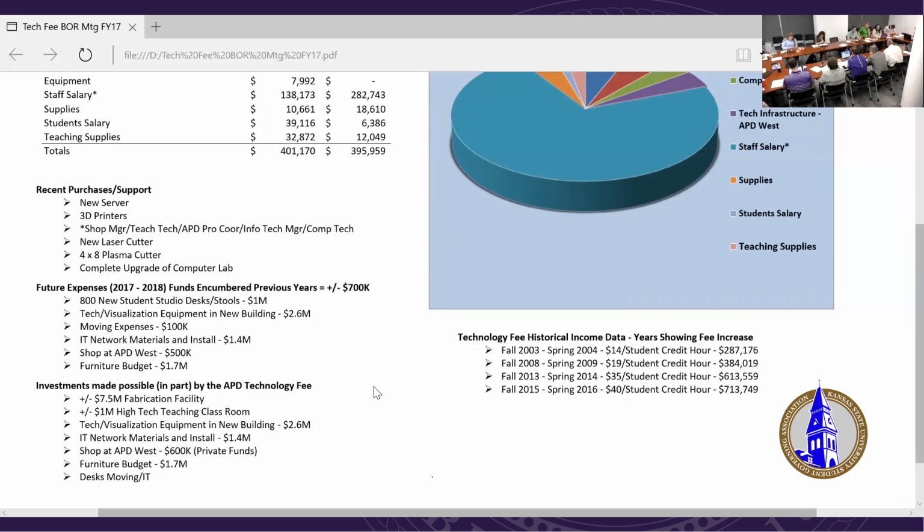I think this is an older version that somehow got in. We also built the shop at APD West. It's approximately $500,000 to $600,000, and then the furniture budget of $1.7 million is not coming out of the tech fee. That's also incorporated in the building project. So actually, what you have is 1.7, 1.4, that's 3.1, and then 2.6. You're looking at $5.7 million of expenditures in a new building that were leveraged because of the students' investment and our ability to sell that and get the new building.